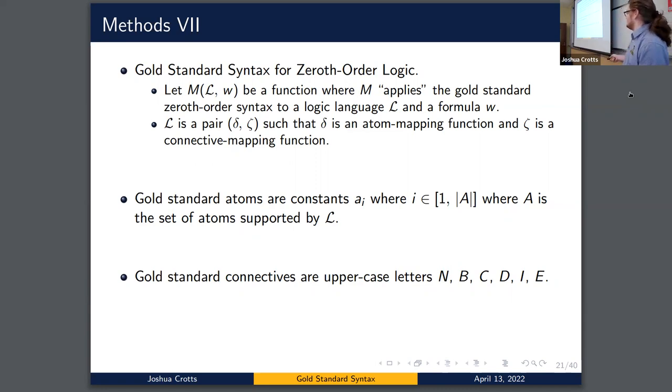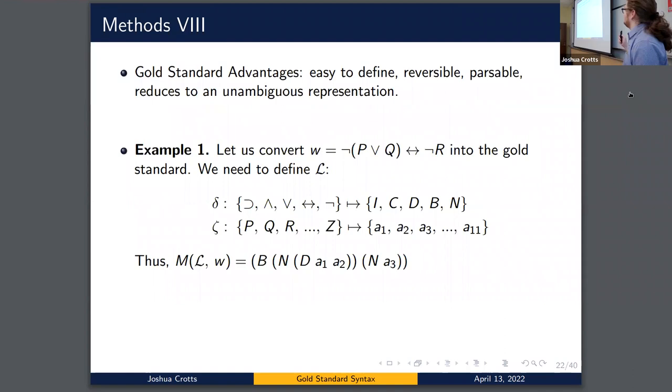Connectives in the gold standard use these uppercase letters right here. So instead of having to use some symbol like the plus sign, the wedge, or anything for a connective, we just use uppercase letters. That makes it pretty simple. It's interesting to see this as an example, so we're going to jump right into that. But first off, the advantages of the gold standard are it's easy to define. You can reverse it easily. It's parsable, so you can write a system that will interpret it fairly easily.